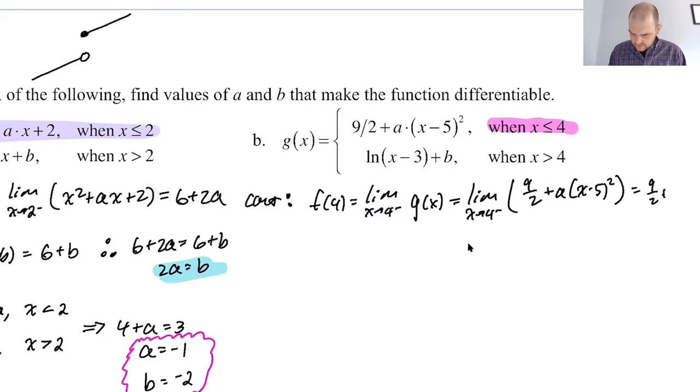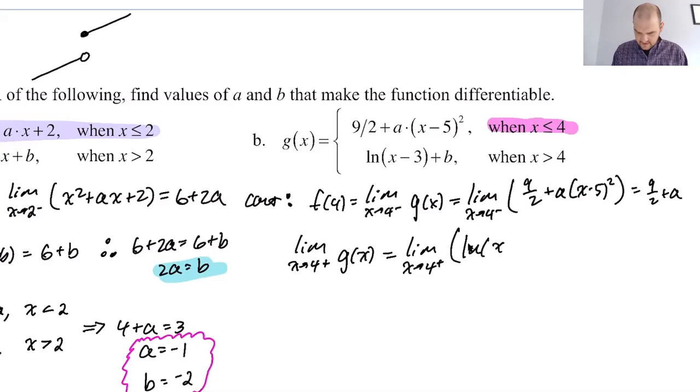Then I need the limit as x approaches 4 from the right of g of x. So I'm going to use the other branch for that, which has a natural log, which I'm not really nervous about because natural logs are not as bad as people make them out to be. Natural log of x minus 3 plus b. So this is the natural log of 1, which is 0. You should review your natural logs every once in a while because you're going to need to know quite a few things. Properties of logs are going to come up. The graph of natural log is super important to know. This is just straight up b.